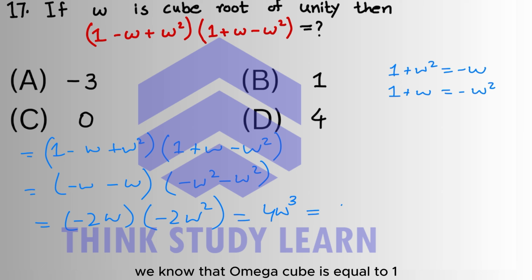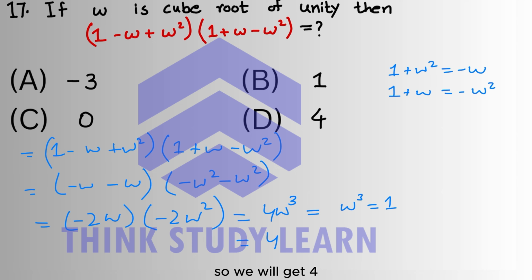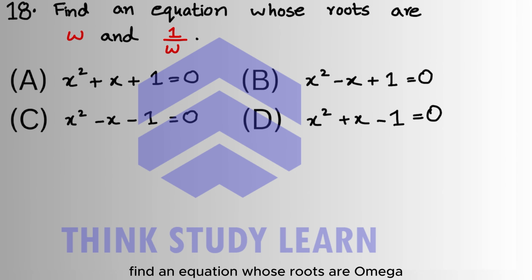We know that omega cube is equal to 1, so we will get 4 as the answer. D option is the required answer. The 18th question states: find an equation whose roots are omega and 1 over omega.